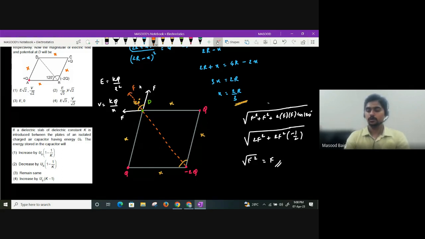Okay. Now what will the -2Q charge do? Is the -2Q charge going to attract or not?